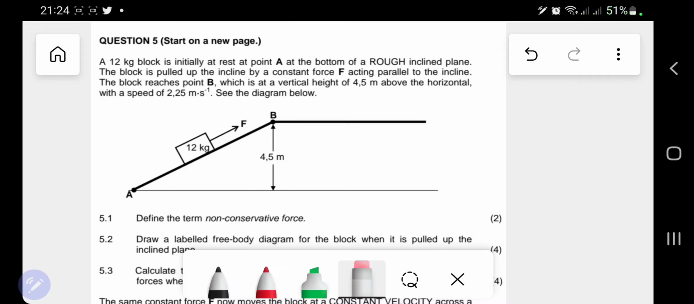We are looking at the question paper that was written last year, the year 2022. So we are looking at question 5. That was actually the topic on the work, energy, and power there.